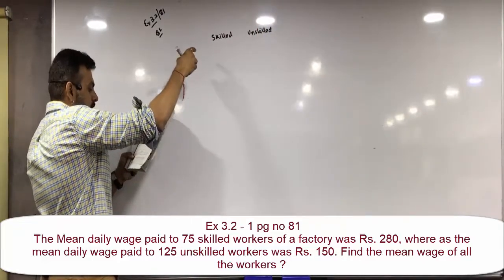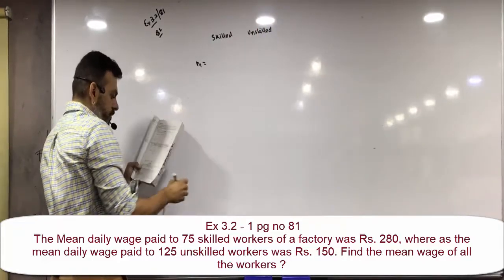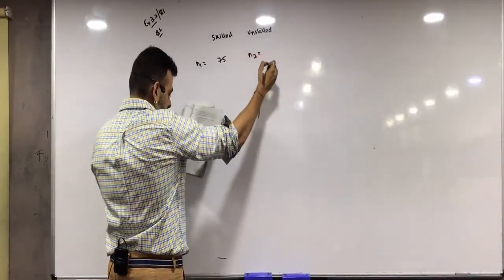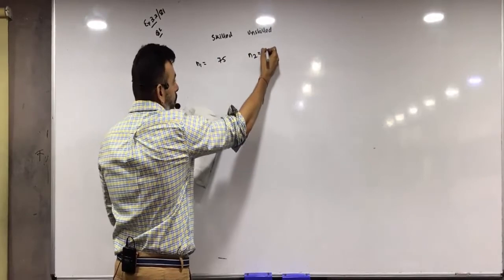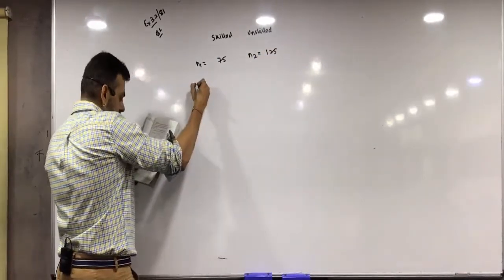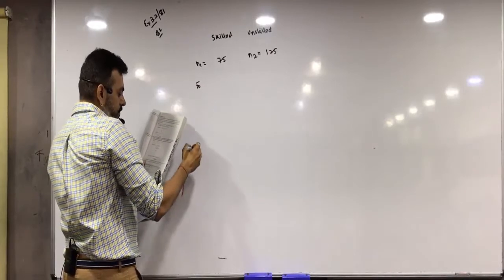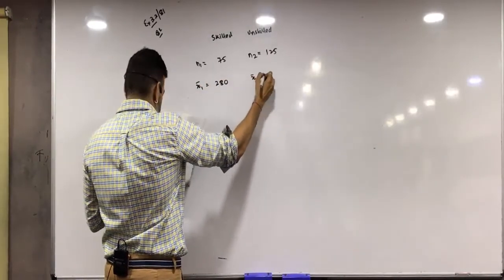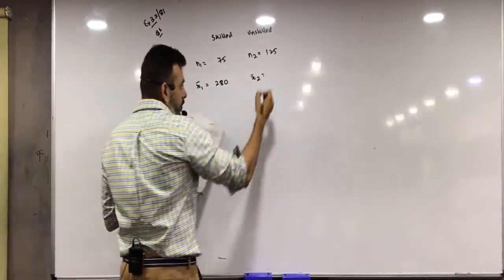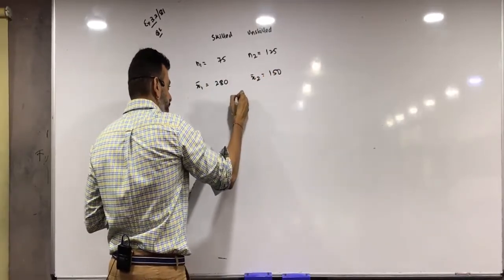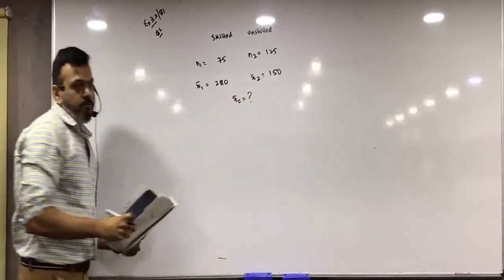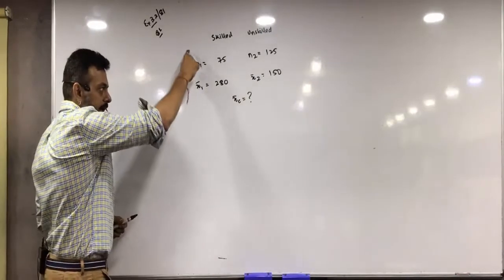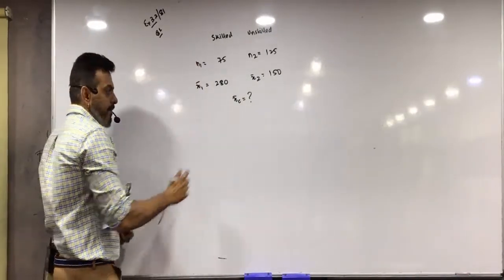Now how many workers? N1. Skilled workers kitne hain? 75. N2. Unskilled workers are 125. Mean daily wage of skilled worker is 280. And mean of unskilled was 150. X bar C is what we have to find. Okay? Because paragraphs diye hain toh tum pehle ye format karna. Then only you start the sum.